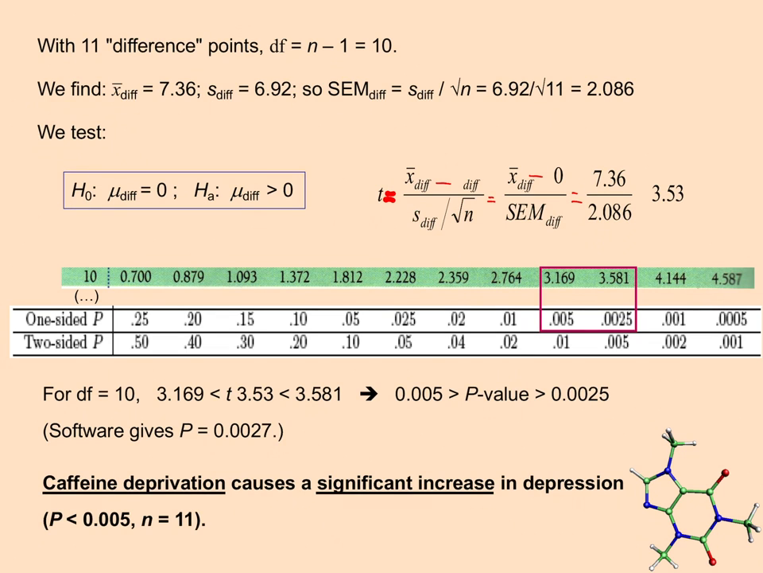So it's 6.92 divided by 11, 6.92 divided by 11. That's going to give us the standard error of the mean. Works out to be 2.086. You see it right there. Then the numerator is going to be the mean difference minus our hypothesized mean difference. So hypothesized difference here is 0 under your null hypothesis, right?